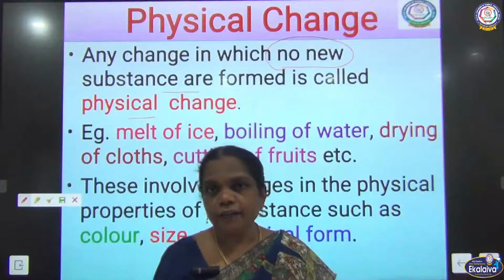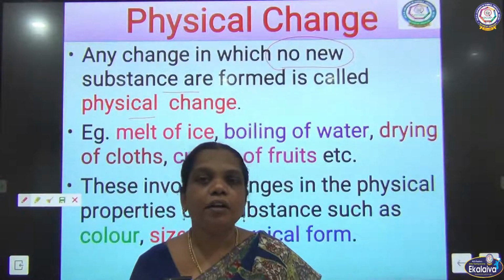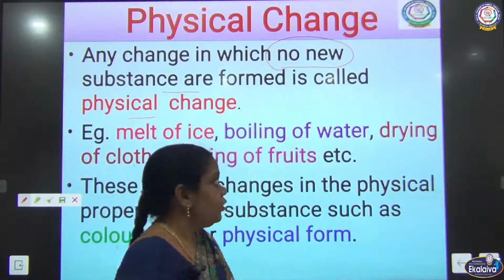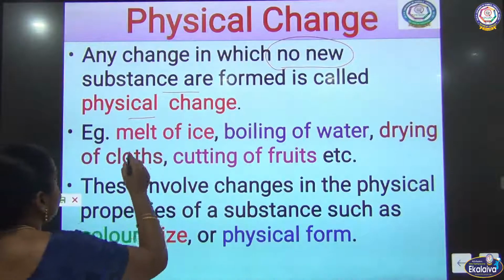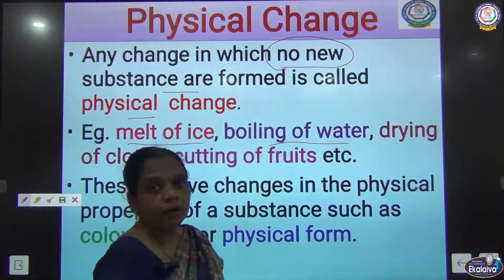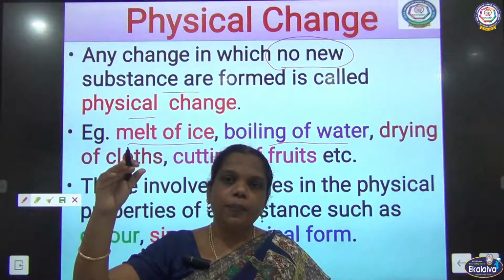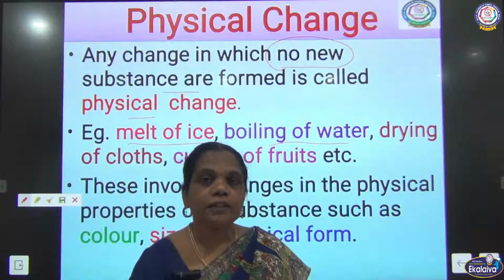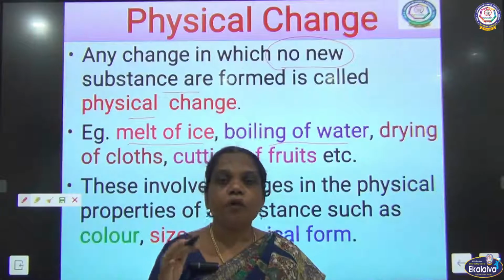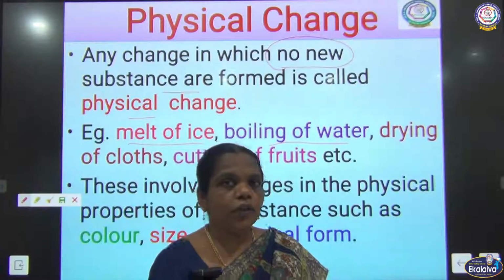If ice melts, the ice is from water only. If it melts, it becomes liquid water. Understand? So there is no change in the substance. You can see some examples: the melting of ice and the boiling of water. If you boil the water, it becomes steam. And if you cool the steam, it condenses and becomes water. So there is no new substance, only the physical form. The liquid form of water changes into gaseous form.